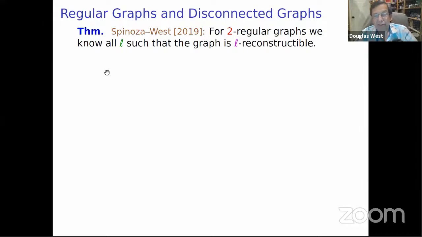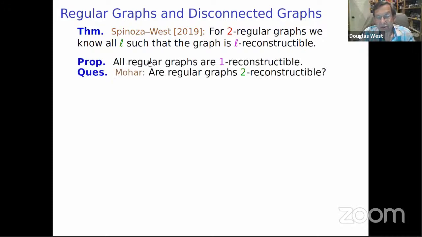So let's talk about some other families of graphs. What about regular graphs? When the graph is regular, what I've just told you about is we know all L such that the graph is L-reconstructible. And what about ordinary reconstruction? It's really easy that all regular graphs are reconstructible because we can reconstruct the degree list. And then when we look at any card, the missing vertex has to be adjacent to the deficient vertices.